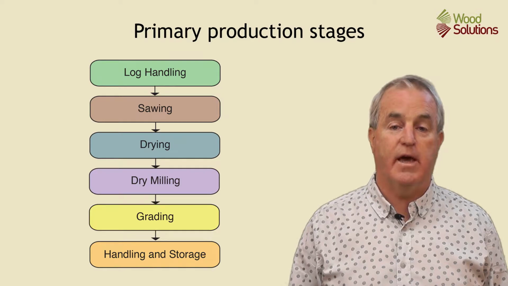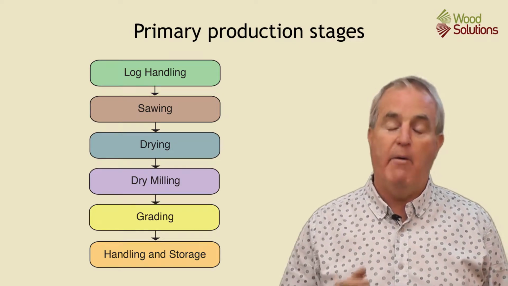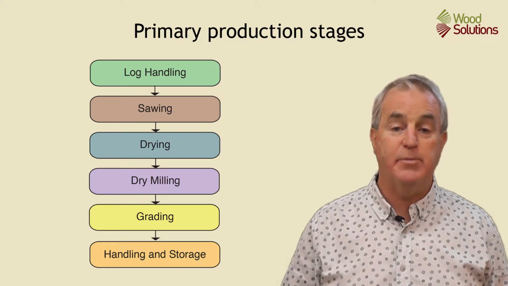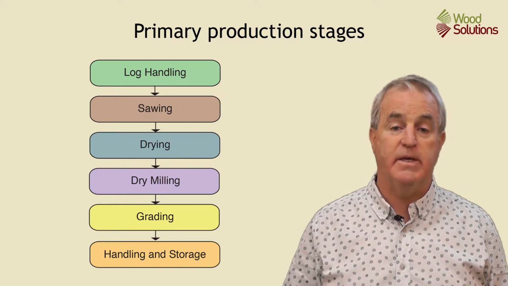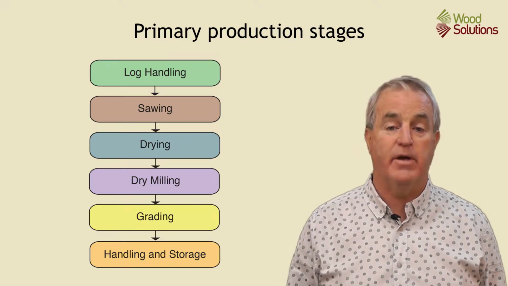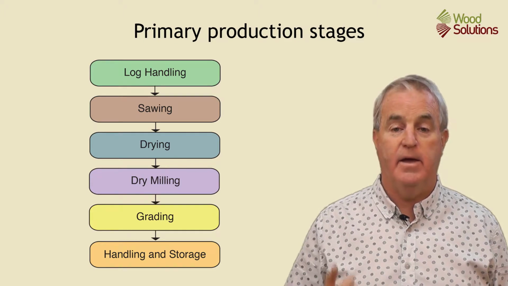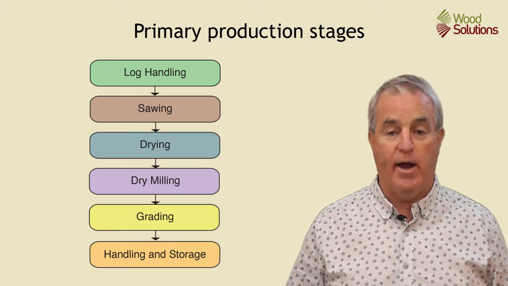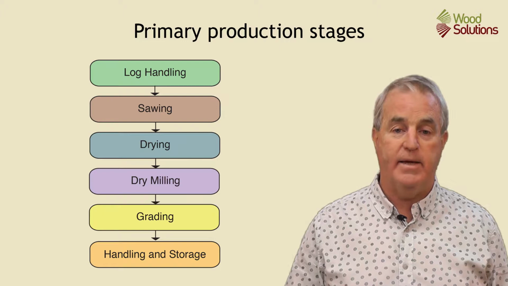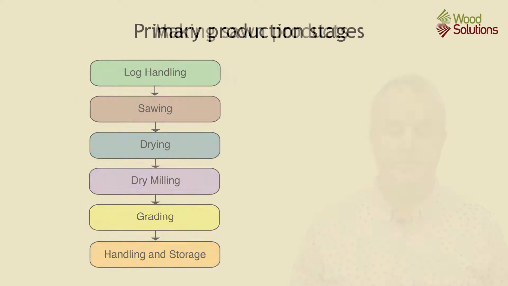The main production stages for milling boards are similar for hardwood and softwood. However, the equipment suite and management approaches used for each species group and each stage in the process can be very different. The main stages are log handling, green milling, drying, dry milling, grading, and handling and storage.